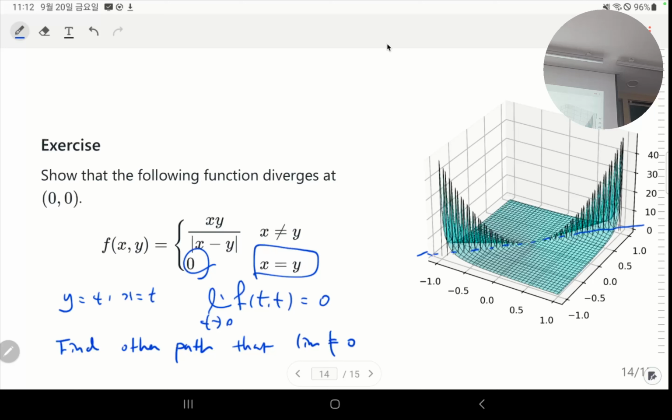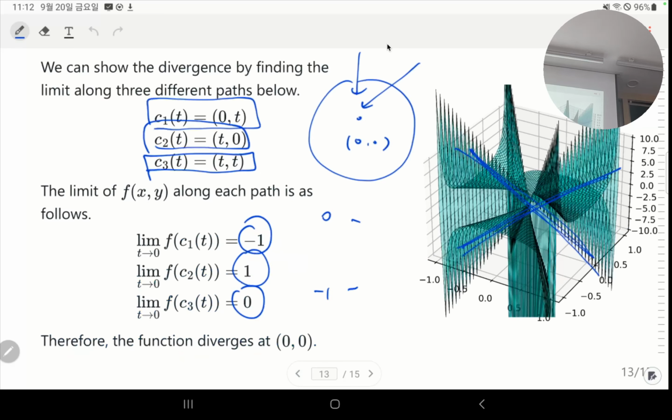Let me explain the problem again. The problem is I want to show that this function is divergent at (0, 0). That's my goal. So in the previous example, what did we do? We selected three different paths, or two different, it's enough, where each path has a different limit. So that proves the divergence.